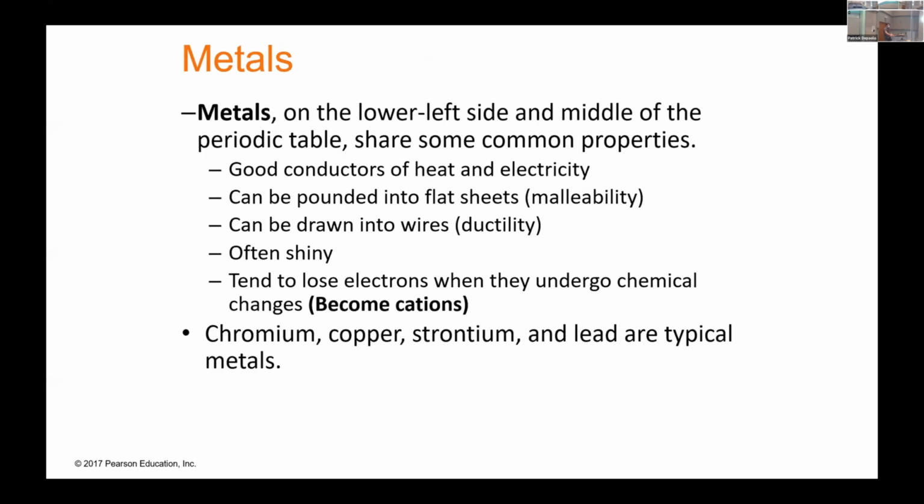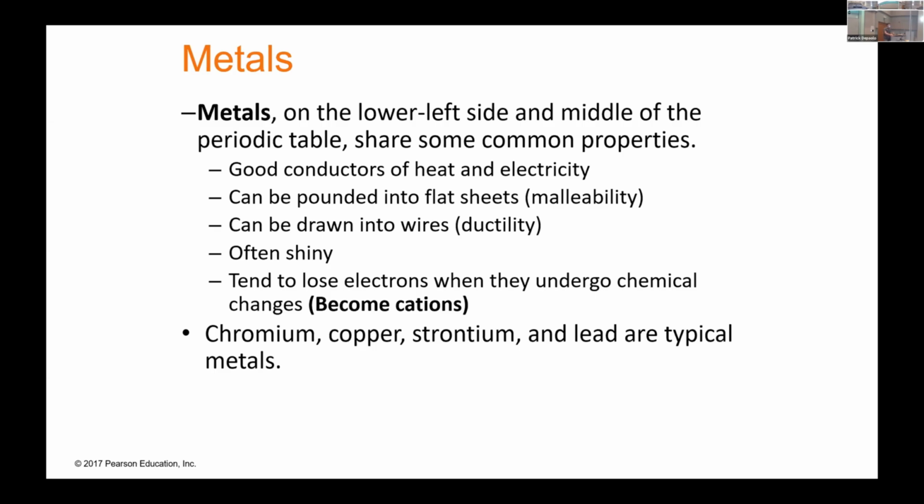So metals are on the lower left side and middle of the periodic table. They have general properties, which you don't have to go crazy on, just maybe know them. They're good conductors. They're good at conducting heat and electricity, like copper wire, for example. They can be pounded into flat sheets. They're malleable for the most part. Some are more malleable than others. They can be drawn into wires, just like in the conductivity. They're often shiny. Sometimes they're a little bit more brittle, but often they're pretty strong. And this is an important one.